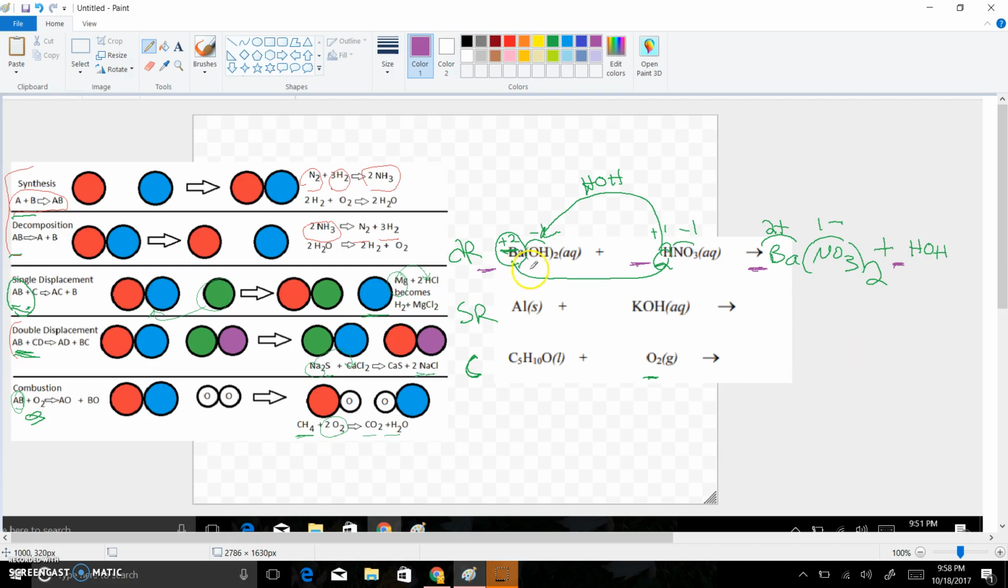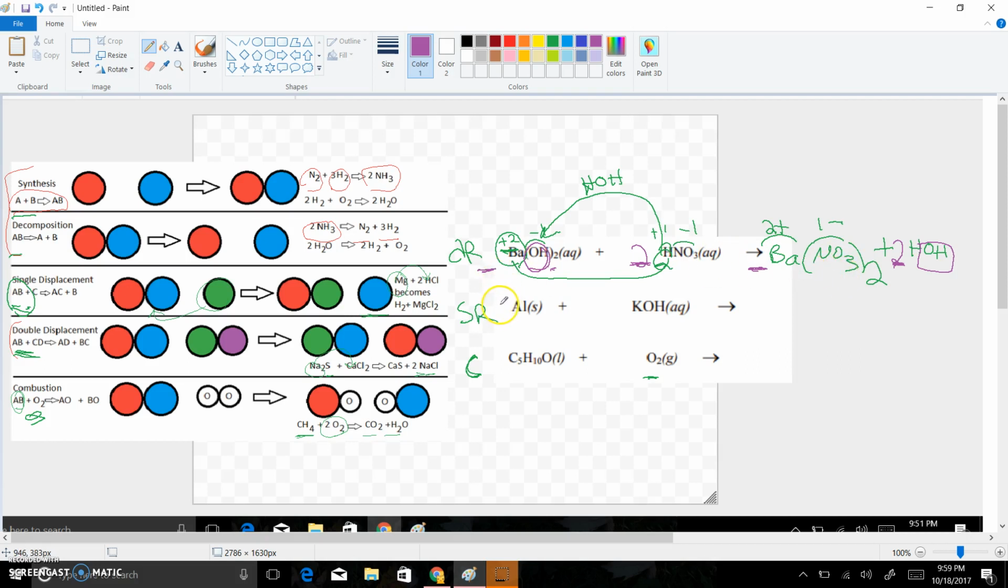So that's where I'm going to look and see, okay, OHs, I have 2 OHs. So I'm going to put a 2 in front of here, which creates 2 hydrogens. Oh, I'm going to need 2 hydrogens here. That creates 2 hydrogens, which now gives me 2 nitrates, and I exactly have that. And I have 1 barium on each side.